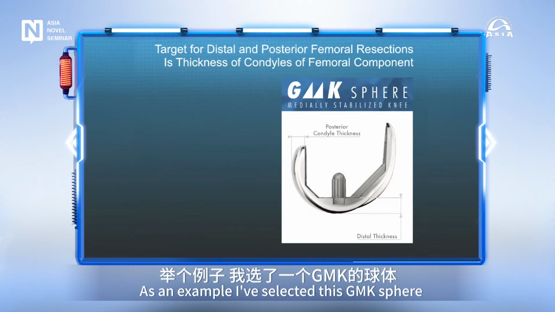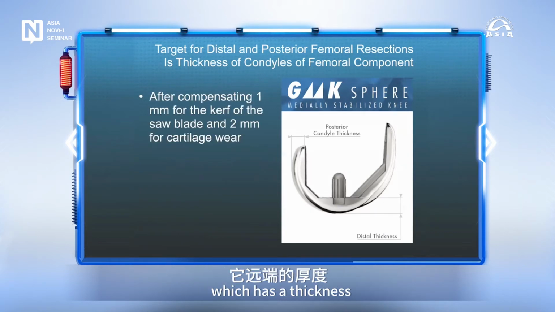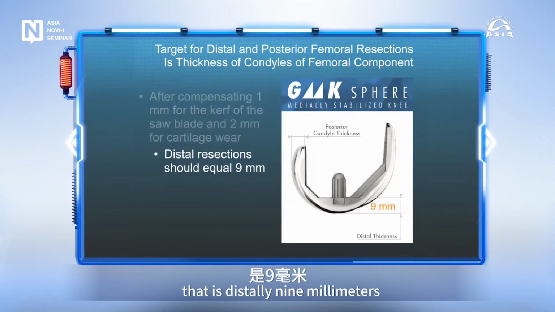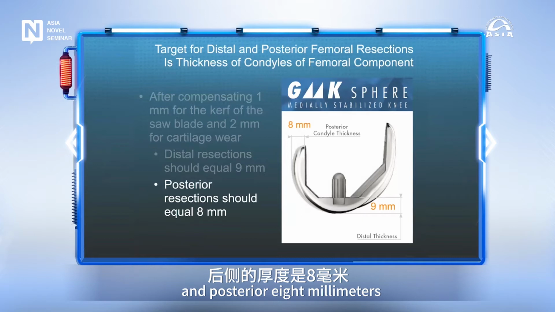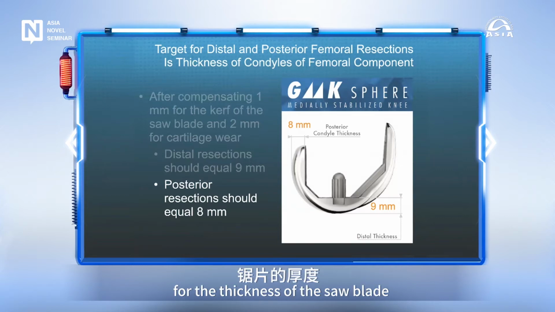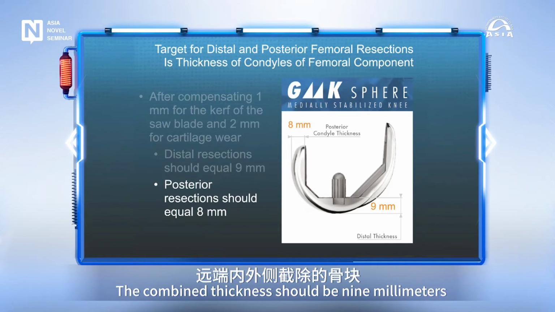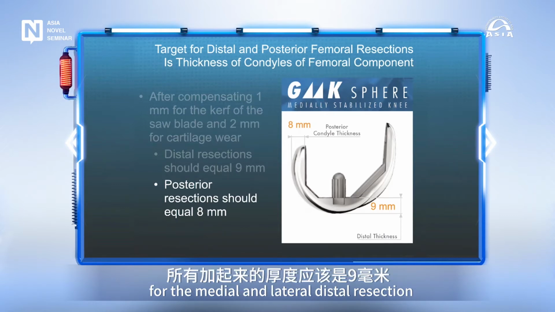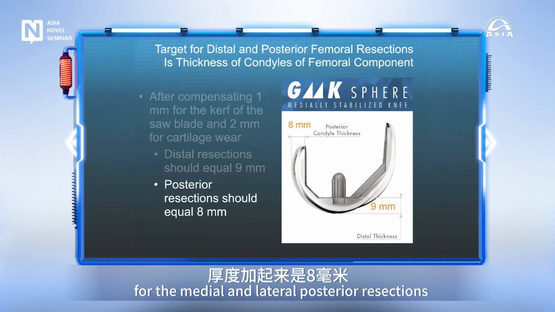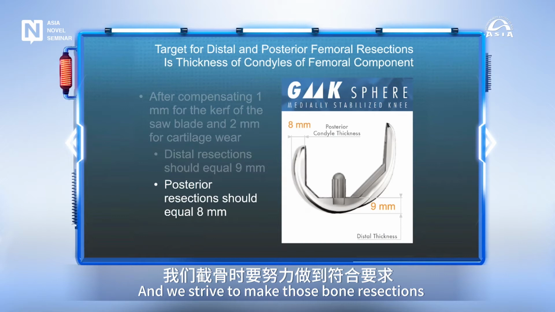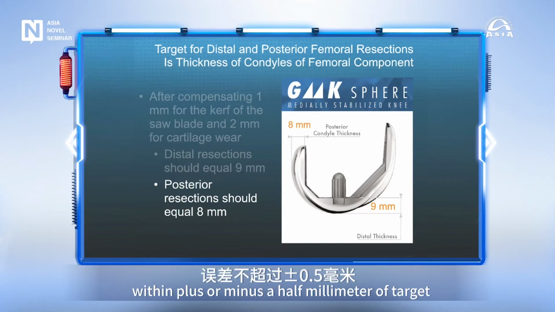As an example, I've selected this GMK Sphere, which has a thickness that is distally 9 millimeters and posteriorly 8 millimeters. So when we cut the bone and we measure the piece and we add back 1 millimeter for the thickness of the saw blade, and when cartilage is missing, 2 millimeters for that, the combined thicknesses should be 9 millimeters for the medial and lateral distal resection and 8 millimeters for the medial and lateral posterior resections. And we strive to make those bone resections within plus or minus 0.5 millimeter of target.